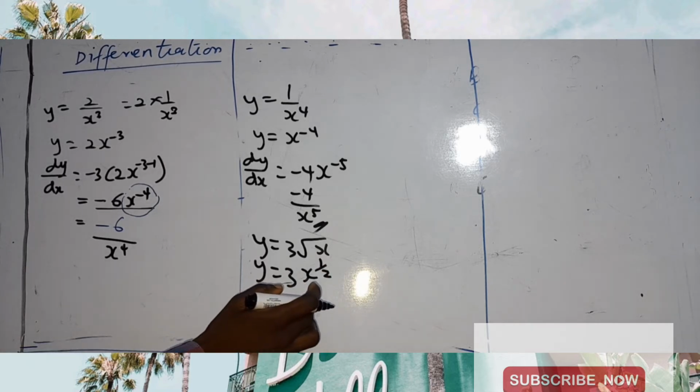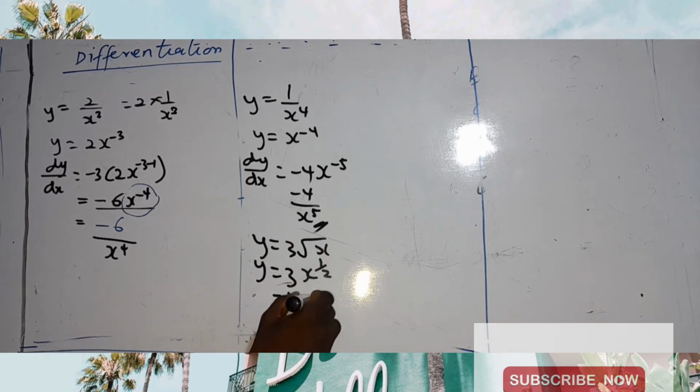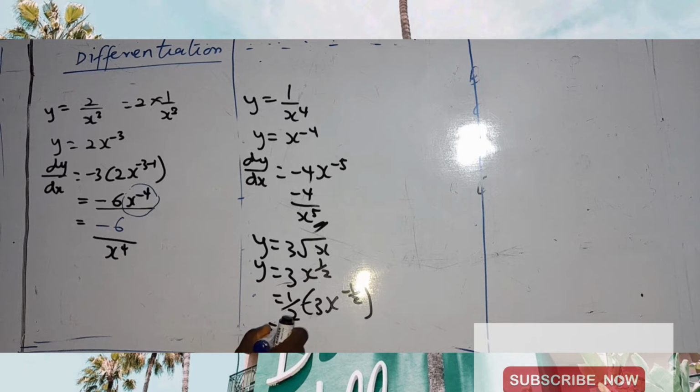So you differentiate this one quickly. If you differentiate this one, you have power down. So that's going to give me half power down, then power minus 1. Half minus 1 is going to give you minus half. So if you multiply this one by 3, this is going to give you 3 over 2. Then x raised to the power minus half, right?